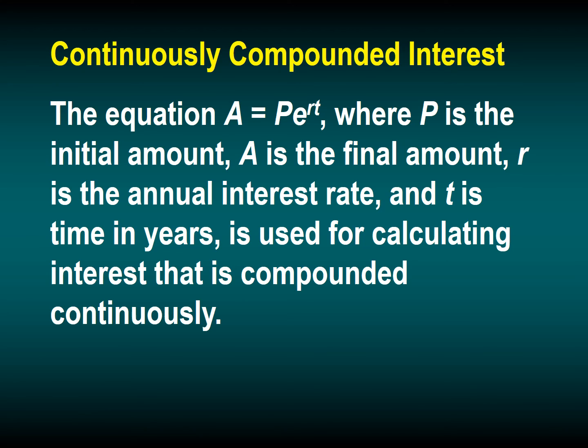And that is A equals P times e to the rt, where P is our principal amount, e is, of course, Euler's number, which is found on our calculator, r is the rate, and t is the time in years.